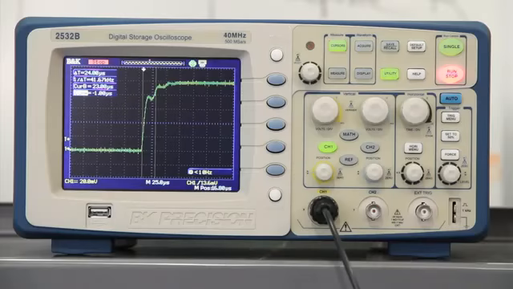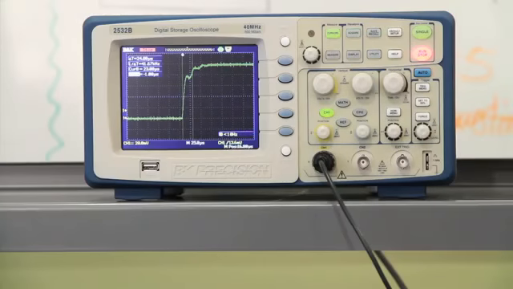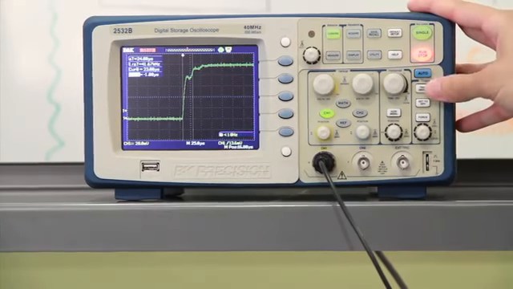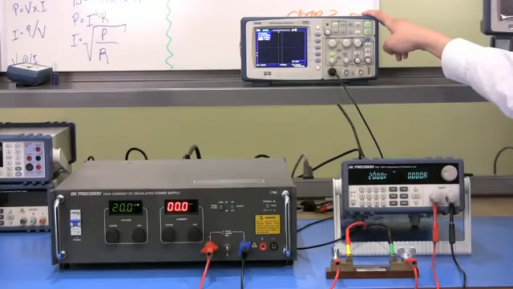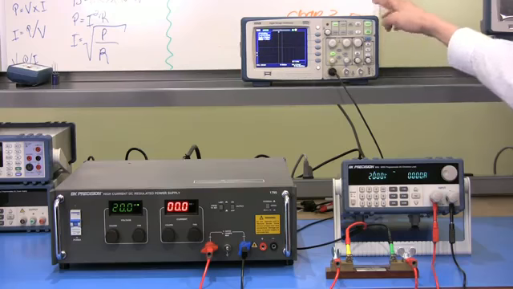On the oscilloscope, set up to use manual trigger. I'm going to set it up to do a single capture. From the trigger menu, change the mode setting to single capture. Now it will look for a signal to trigger off of and capture a single screenshot.